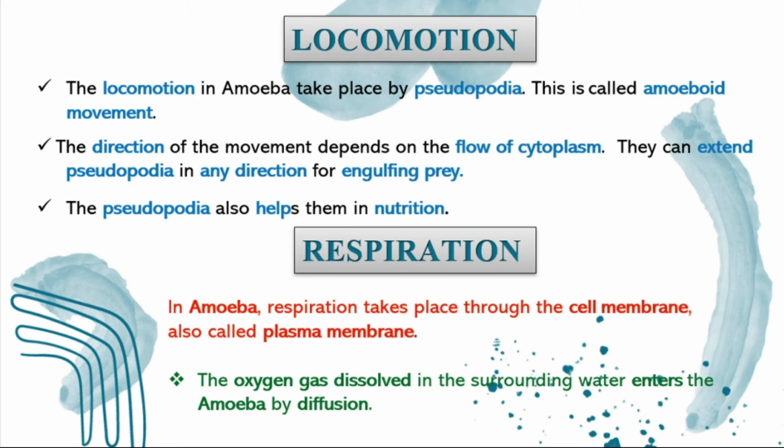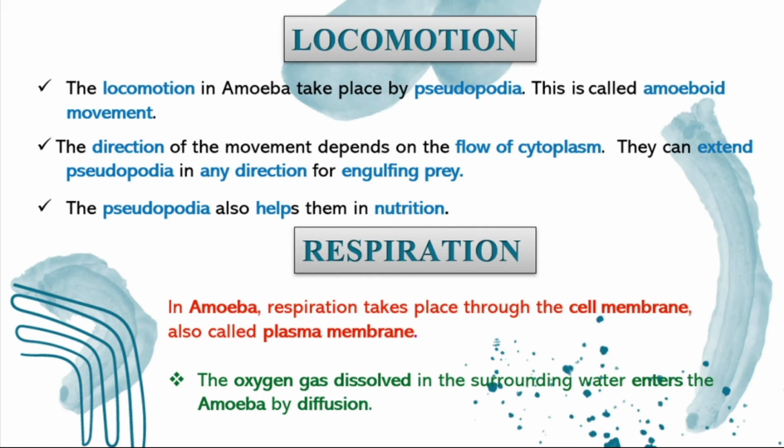Respiration. In amoeba, respiration takes place through the cell membrane, also called plasma membrane. How can the amoeba respire? Because of the cell membrane, also known as the plasma membrane. Once the cell membrane throws out the waste material, at that time the gas is exchanged.